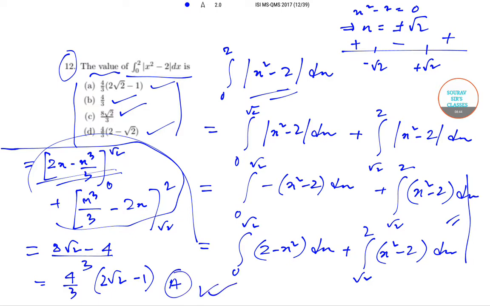So today we have solved questions number 10, 11, 12 from the ISI QS MSQMS question paper of the year 2017. We'll be solving the next questions in the subsequent videos.